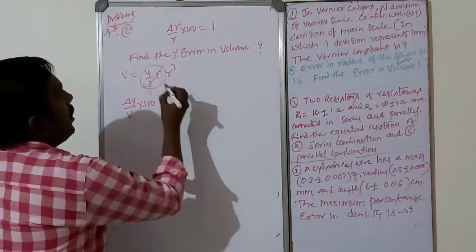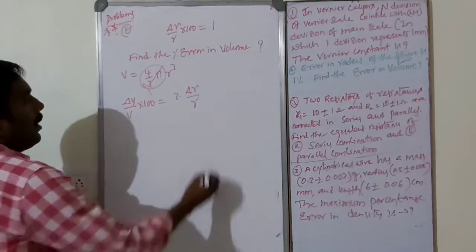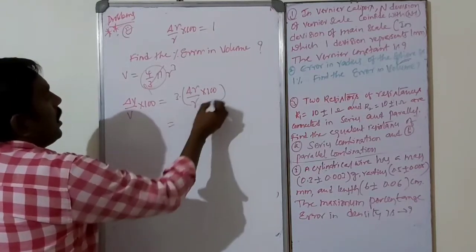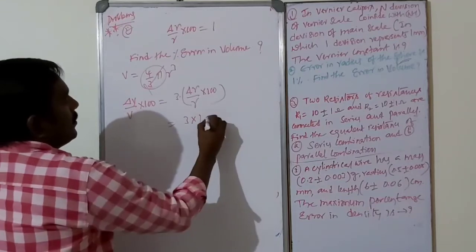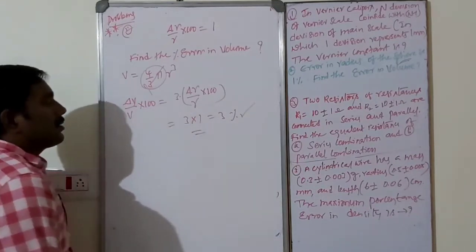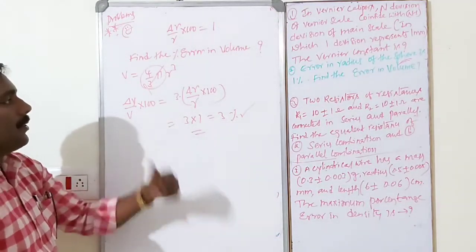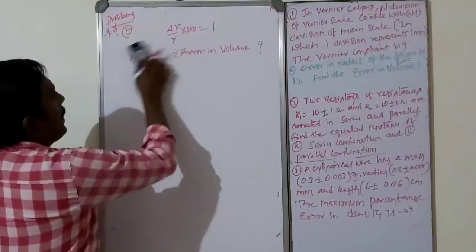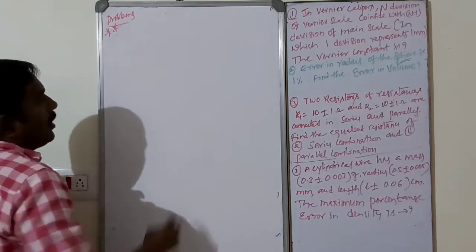3 delta R by R, delta R by R into 100. This is already given as 1%. So that is equal to 3%. So that is the answer. Simple calculation. Okay, so next one. Next problem, that is problem number 3.